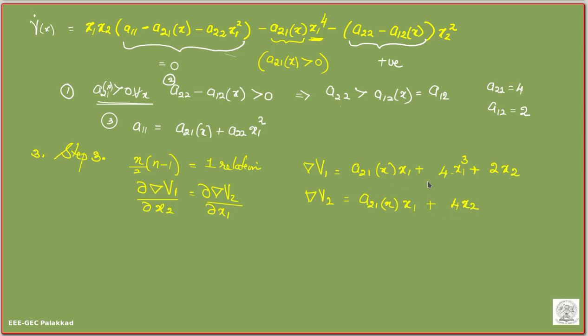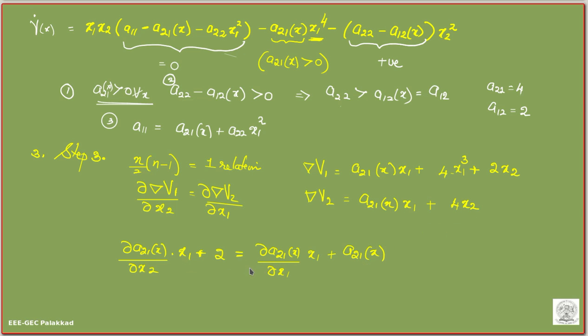So what is the relation here? Let us try to find out the relation between these two. The derivative of del v1 with respect to x2: A21 can have terms in x2, so I will write it as del A21 of x by del x2 into x1 plus 2, this other term gets cancelled here, should be equal to, for del v2, the derivative with respect to x1: del A21 of x by del x1 into x1 plus A21 of x plus this is equal to 0. So this is the relation.